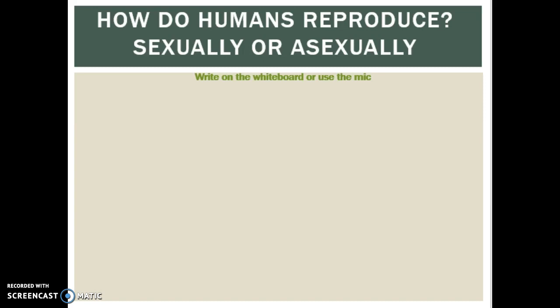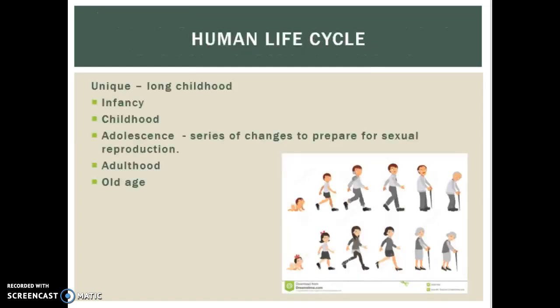What do you think? Do humans reproduce sexually or asexually? Did you pick sexually? Great job. So the human life cycle is very unique in that there is a long childhood. We start with infancy, and then we have childhood and adolescence, which is a series of changes to prepare for sexual reproduction, adulthood, and old age.